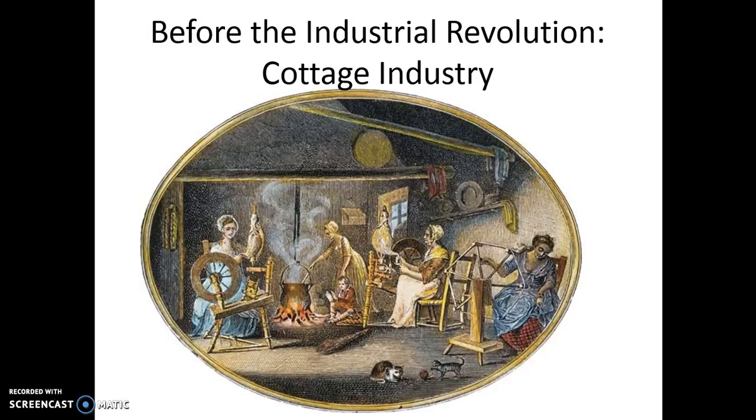Right? So this is what a cottage industry would look like. Everyone in the family helped, and everything was made at home. In the picture you can see that they're weaving cloth here with this spinning wheel, and everybody has a role and everybody is helping out.